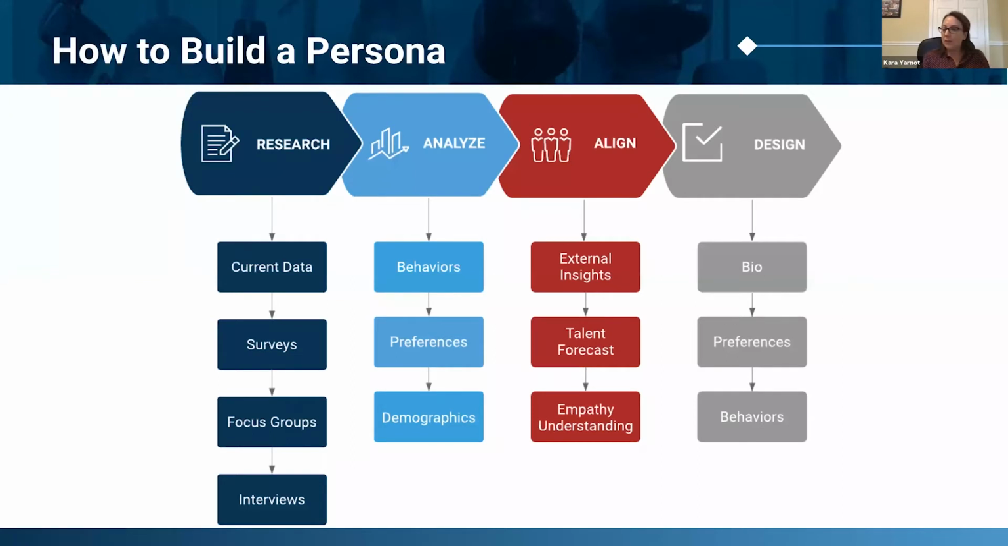And then that empathy and understanding, matching what those individuals are looking for in their career. Why would they change jobs? What's most important to them? What's important in their life? Matching that up. Almost every company has social responsibility, charitable activities. If those are things that are important to your personas, you want to be able to align and highlight those pieces. And then you have the design, which is really giving them a bio and an image that represents them, their preferences and their behaviors. And all of that goes into building a well-developed persona.